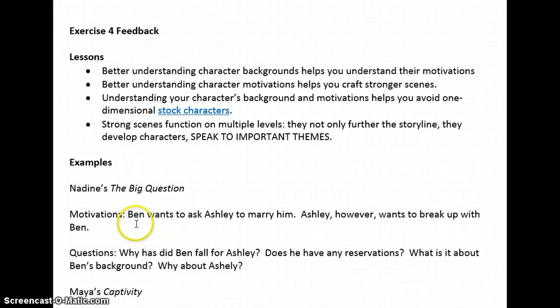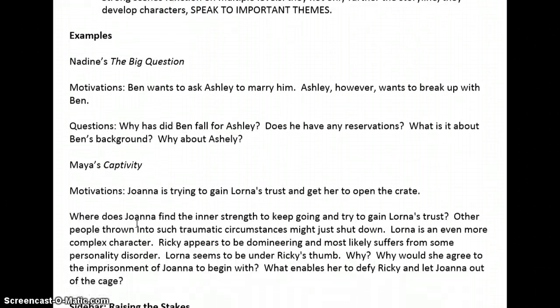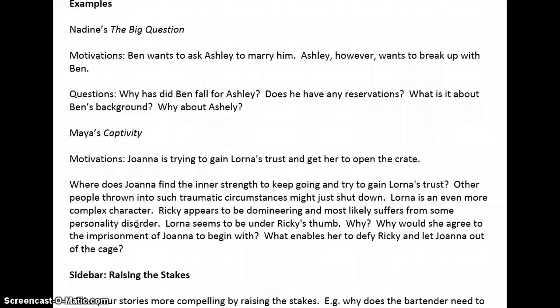Let's look at a couple examples. Nadine's story, The Big Question, she's got two characters, Ben who wants to marry Ashley and Ashley wants to break up with Ben. So you have sort of the classic love problem. What is it about Ben's background that had him fall for Ashley? Why did he fall in love with her as opposed to someone else? Does he have any reservations? What is it we know about Ben's background? There's so many opportunities here to really develop this into a powerful story.